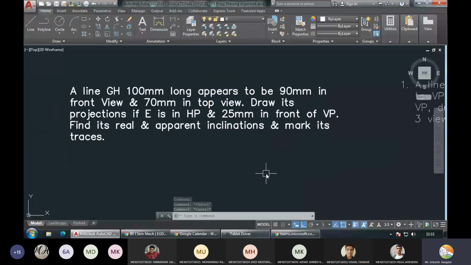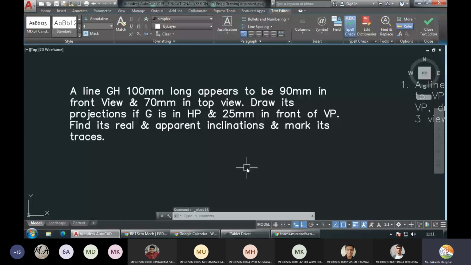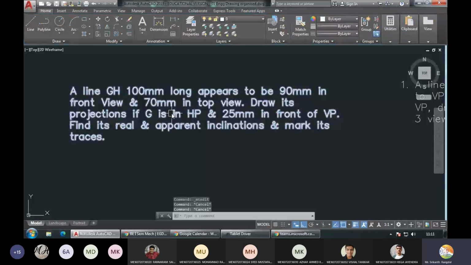And he's telling draw its projections of the point E. What is E? I think it should be G. There is a typing mistake here. Because the name of the line is GH. So one of the points he will define here. So the point G, it is in HP and it is 25 mm in front of VP. Okay. So now we have to mark the point G. This is where we have to start.